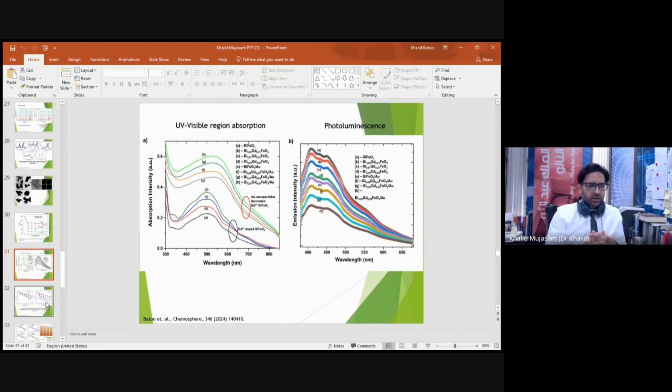Similarly, we had the UV visible spectrum and photoluminescence part. We saw that again the gold decorated sample, where we had the gadolinium, as well as the bismuth doped with the gadolinium, and over that we had decorated the gold. We saw that the gold part has more pronounced surface plasmon effects compared to just the gadolinium doping.